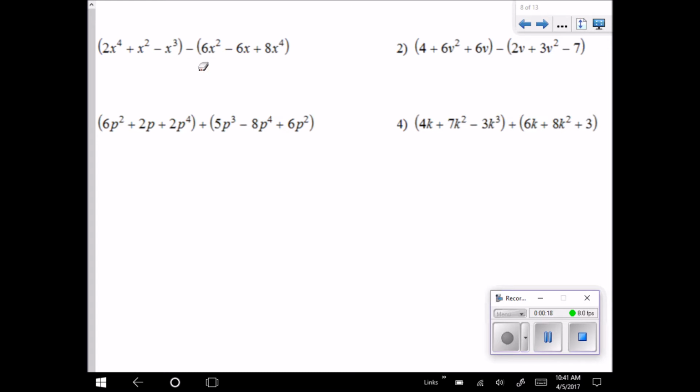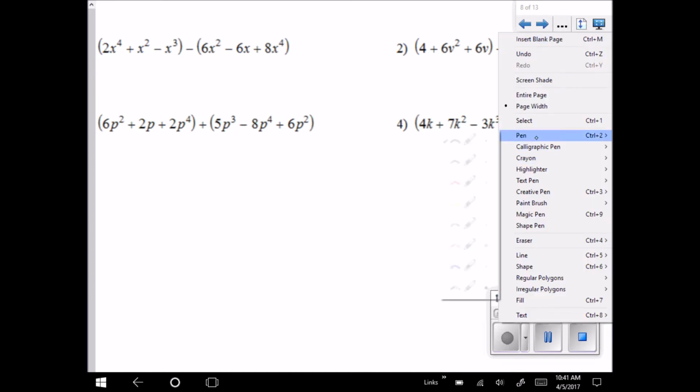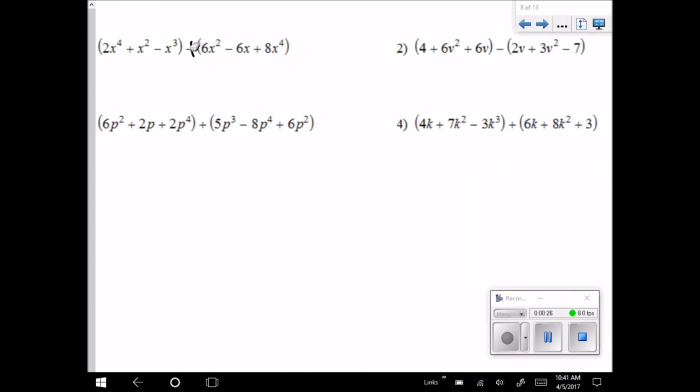When we're working with adding, we want to change subtraction to addition, and then change the signs of the next pieces inside that parentheses. We have to change all of them. From there, we're looking for like terms. So I can see that 2x to the fourth and negative 8x to the fourth are like terms, so I'm going to combine those. I'm only combining the coefficients. I do nothing with the exponents. So I would have negative 6x to the fourth.